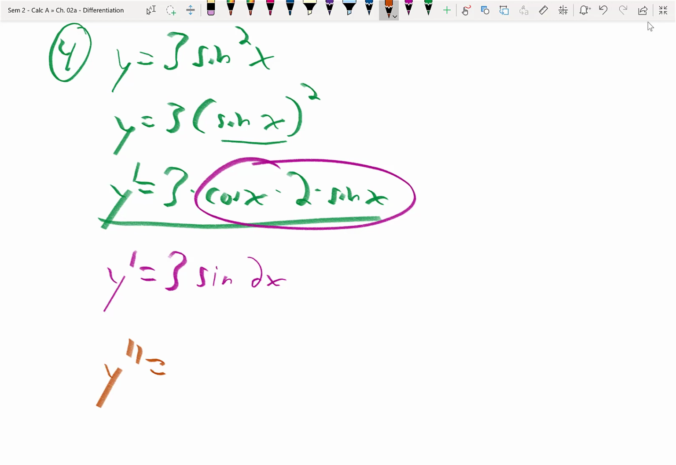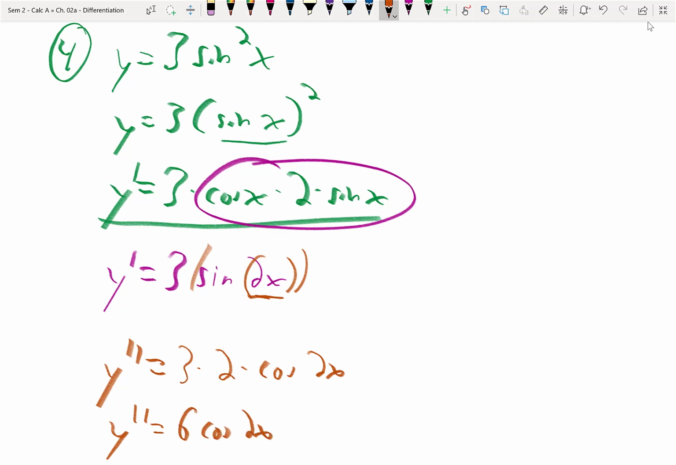Let's do a second derivative. A second derivative would be still the 3. Then I'm going to look at the inside. The chain rule gives me the derivative of 2x is 2. The derivative of sine of something is the cosine of that something. So the derivative becomes 6 cosine of 2x.